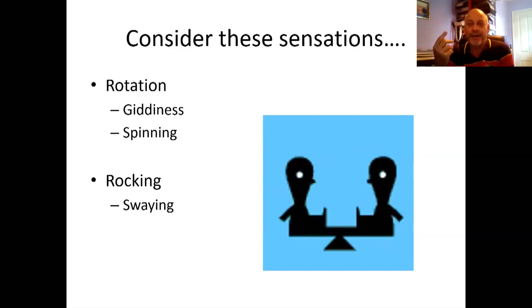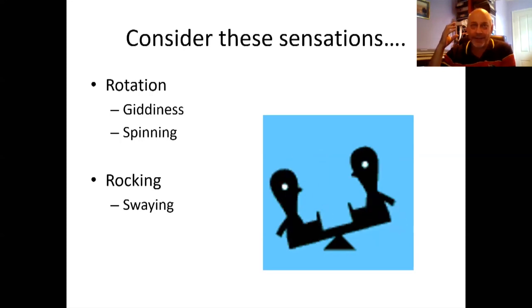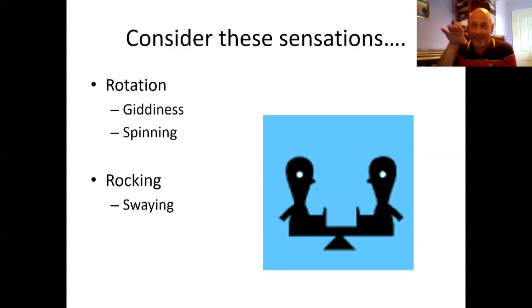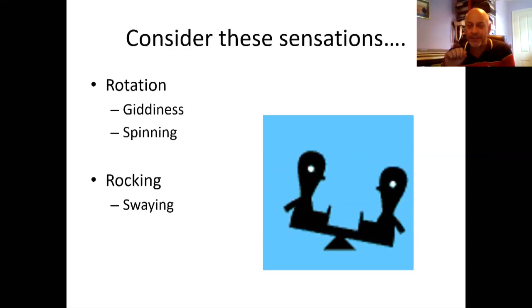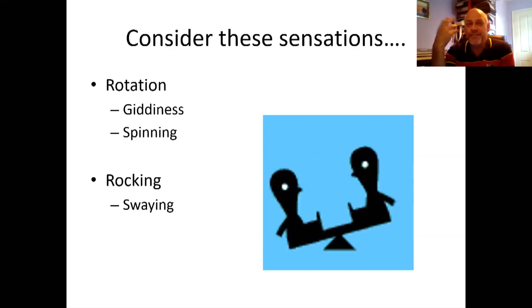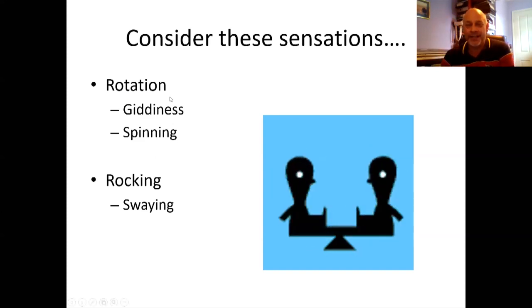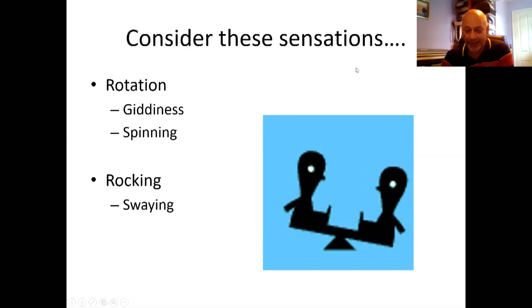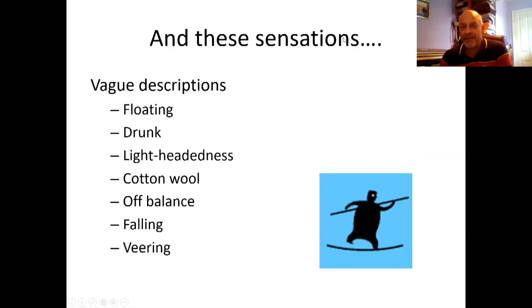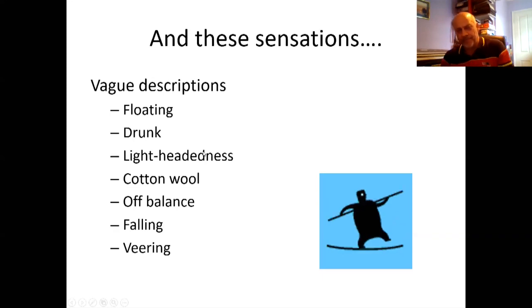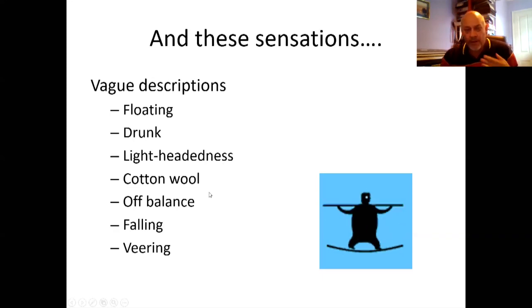But there are 3 spirit levels in each ear and something called the macula and saccule, and they pick up gravity that way and translation forward and backwards. So it's a multi-dimensional plane of movement. So you don't just have giddiness or spinning, you can have rocking and swaying. And you have strange descriptors: floating, drunk, lightheaded, cotton wool, off balance, falling, veering. So when you're walking, you're veering off.